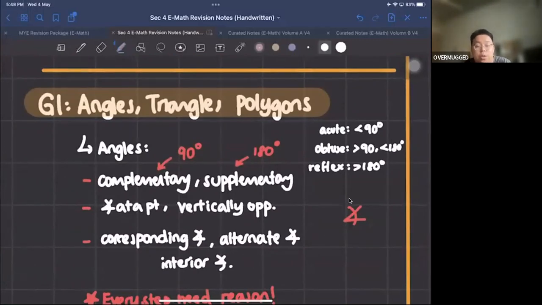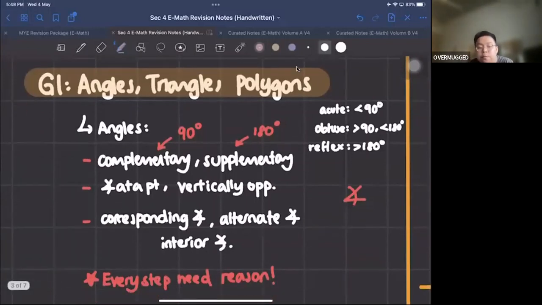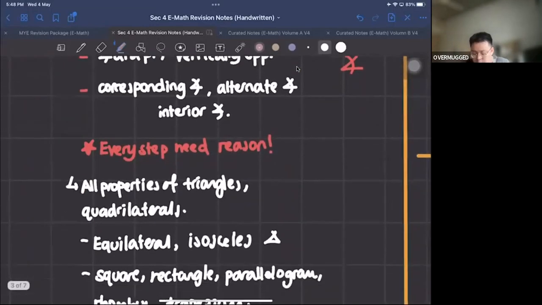So this chapter is not difficult. First thing is that for this chapter, you need to remember every single reason that you write. Complementary, supplementary, opposite angles, angles at a point, corresponding, alternate, interior, all very important. Please memorize. Remember that whenever you are calculating an angle, it needs to come with a reason.